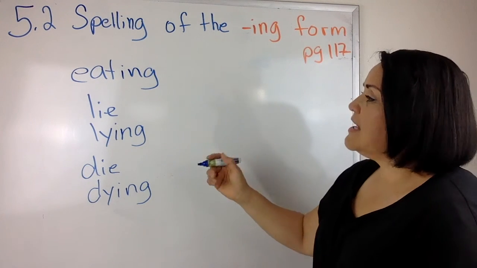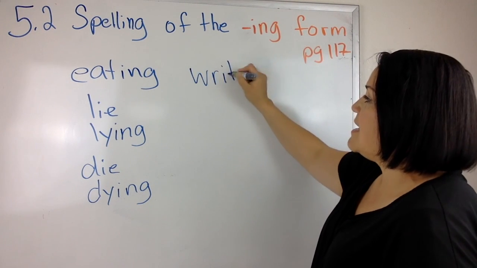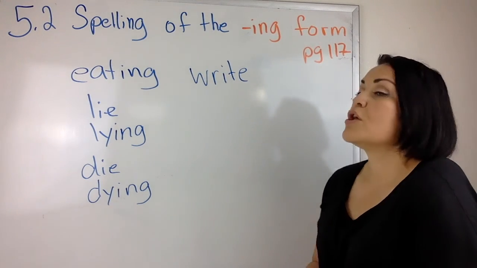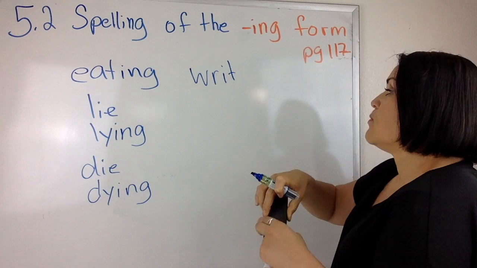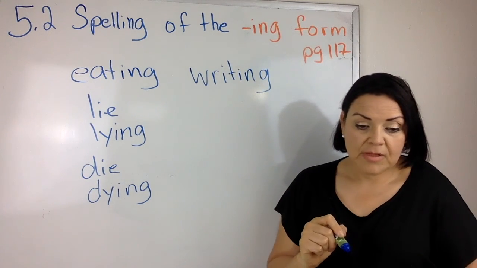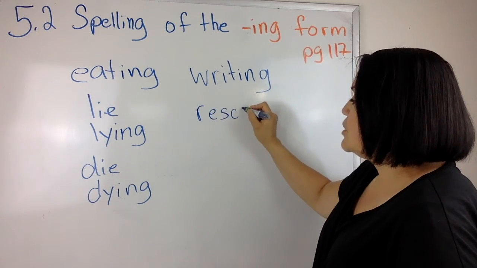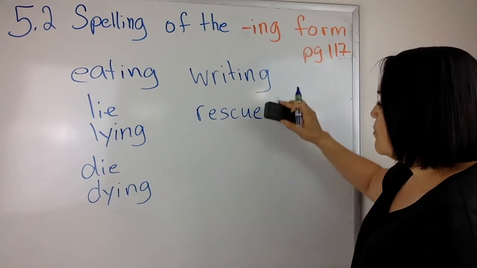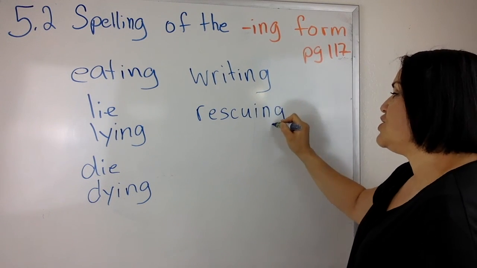The other one that stands out for me is words that end in E. So when we add ing, the E will go away and it'll just be writing. Another one would be, here we go, rescue. We would erase the E and add ing.